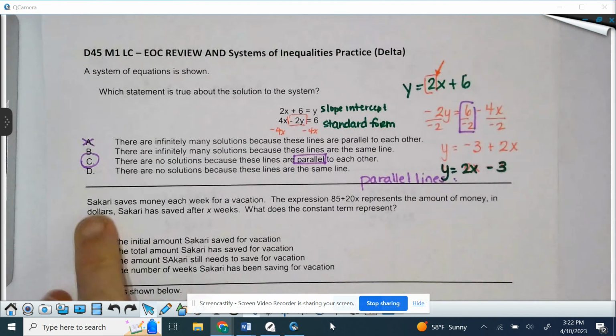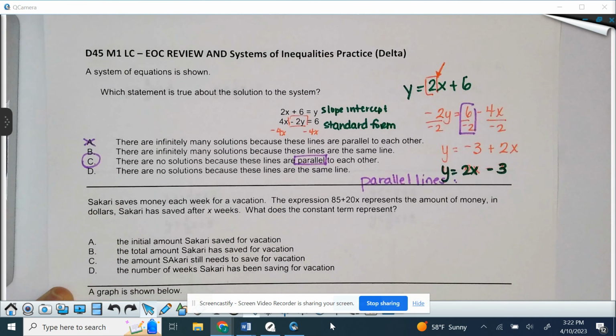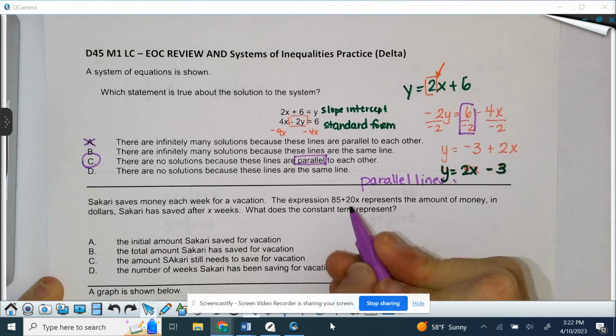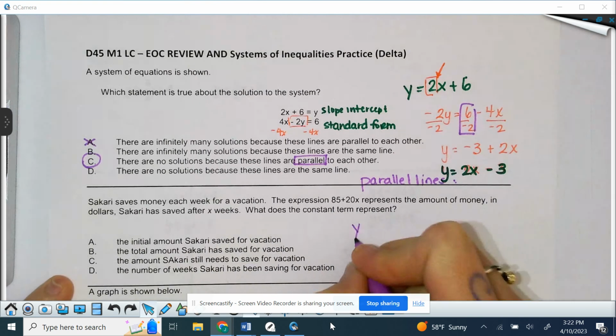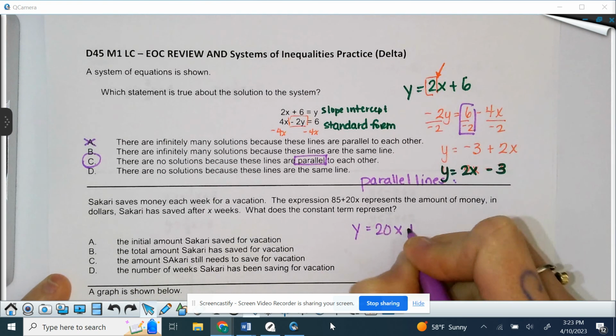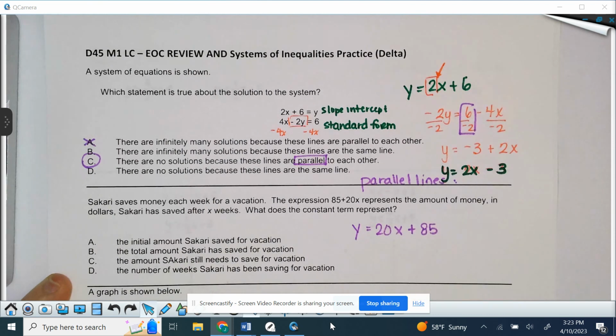All right, Sakai saves money each week for a vacation. The expression 85 plus 20x represents the amount of money in dollars Sakai has saved after x weeks. What does the constant term represent? So this is y equals 20x plus 85. The initial amount Sakai saved for vacation, the total amount Sakai has saved for vacation, the amount Sakai still needs to save for vacation, or the number of weeks Sakai has been saving for vacation.